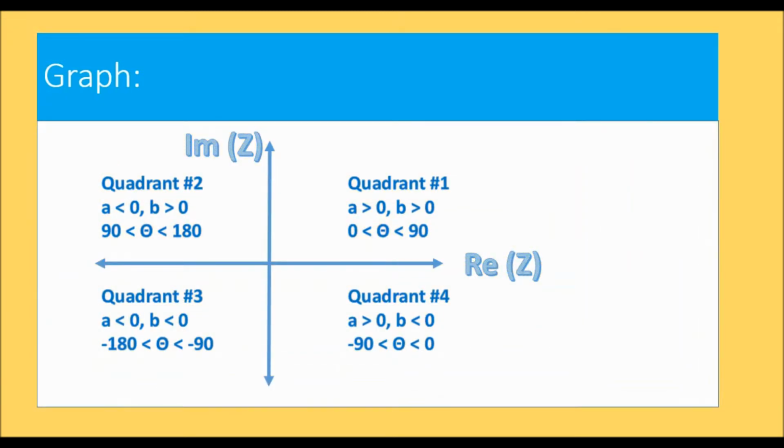In this second graph, you can observe how the values vary depending on what quadrant they are in. In the first quadrant, both the real and the imaginary parts are positive. In the second quadrant, the real part is negative while the imaginary part is positive. In the third quadrant, both the real and imaginary parts are negative. And in the fourth quadrant, the real part is positive while the imaginary part is negative.